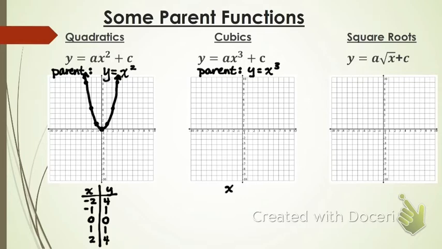Compare and contrast for me how that's going to be the same and how that's going to be different from the quadratics. Are any of those ordered pairs going to be the same? 0, 0, because if I take 0 and I cube it, I still get 0. Are positive 1 and negative 1 going to have the same output? No. What's negative 1 cubed? Negative 1. What is positive 1 cubed? 1. So I have a point at negative 1, negative 1, and positive 1, positive 1.